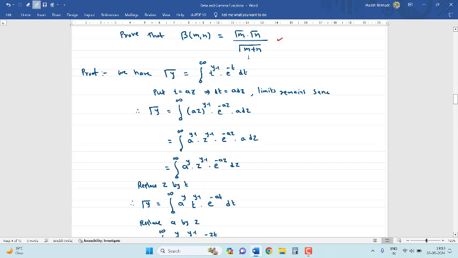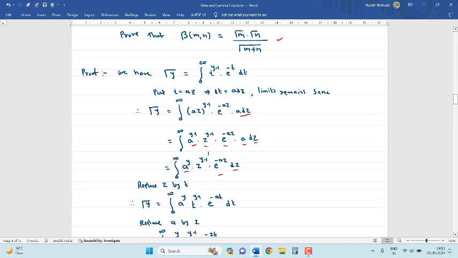So this is a z raised to y minus 1 into e raised to minus az into dt, which is a dz. So this is equal to integration from 0 to infinity a raised to y minus 1 into z raised to y minus 1 into e raised to minus az into a dz. So this is integration from 0 to infinity a raised to minus 1 into a, which is a raised to y, into z raised to y minus 1 into e raised to minus az dz.